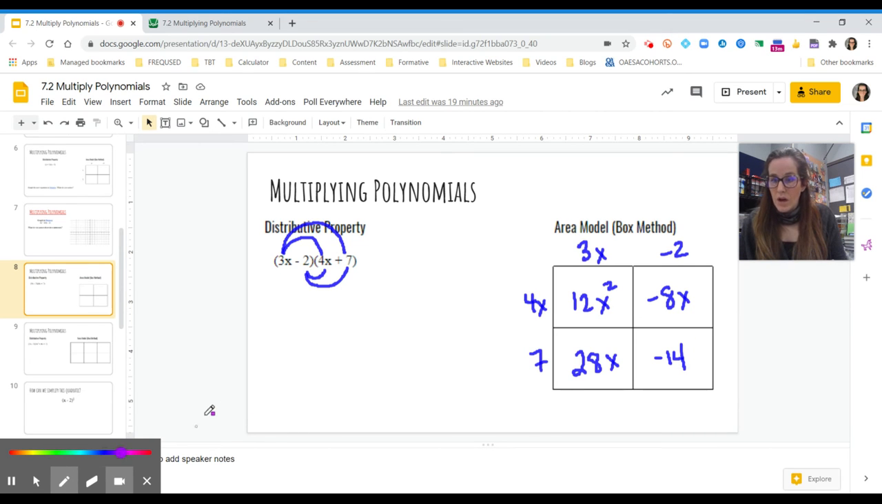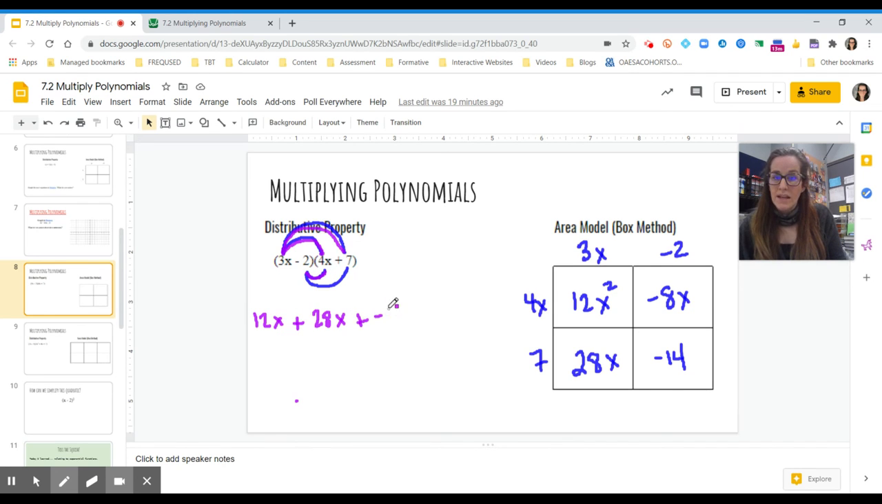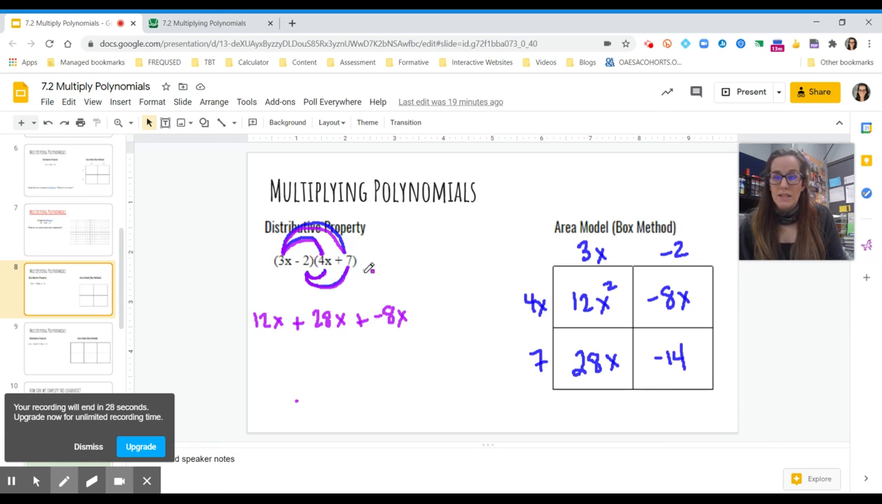If I check that out on the distributive property side, I'm doing the exact same thing, right? 3x times 4x gives me 12x squared. 3x distributing to that 7, or times 7, gives me 28x. Negative 2 times 4x gives me negative 8x. And negative 2 times 7 gives me negative 14. I got the exact same terms, whether I used my large distributive property or I broke it down using the box model. Okay. Again, you want to make sure you simplify completely. Oops, I forgot a squared. So you should have that 12x squared plus 20x minus 14 as your final answer.